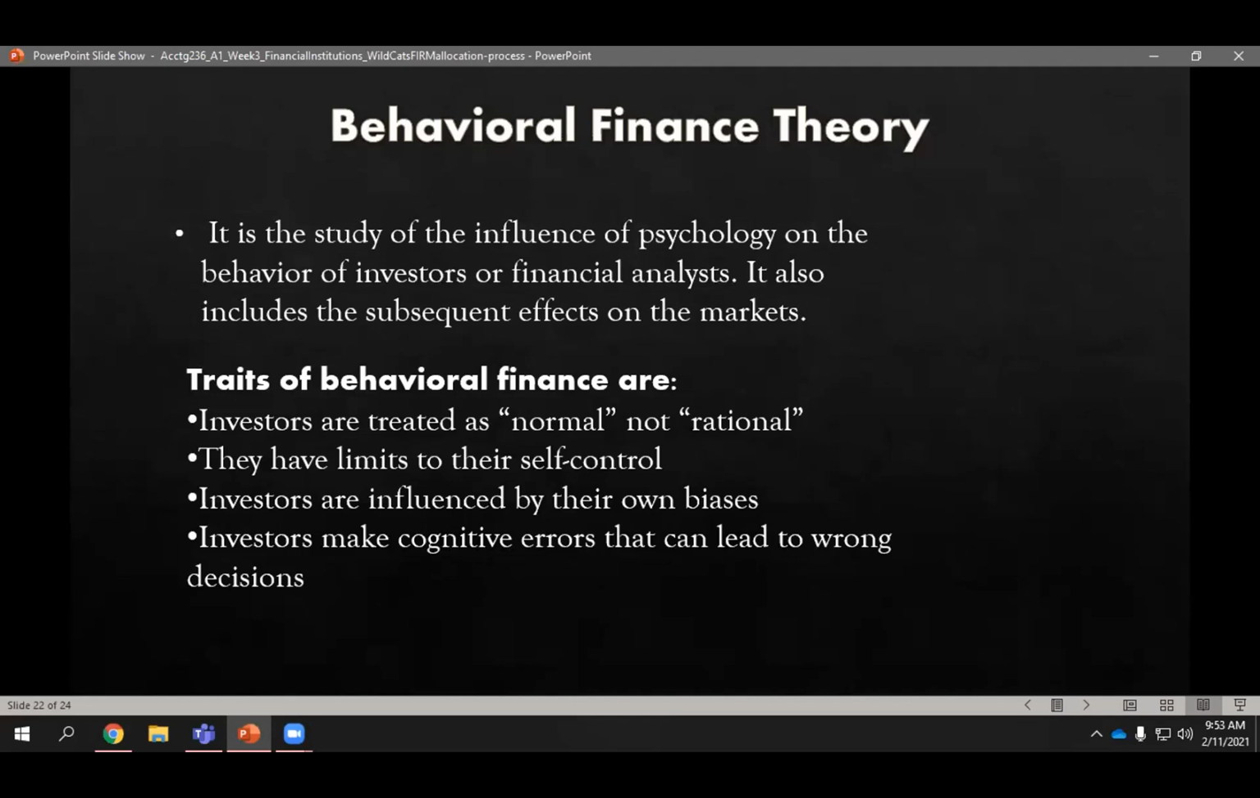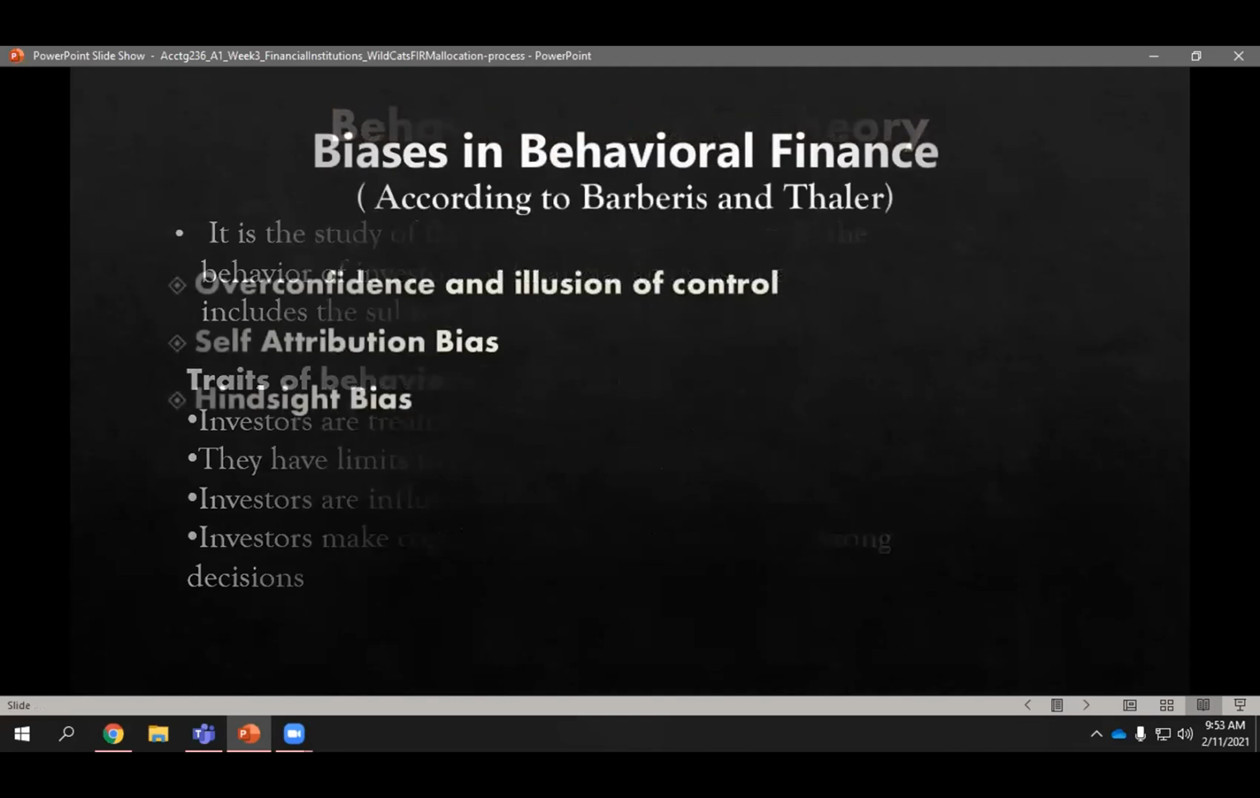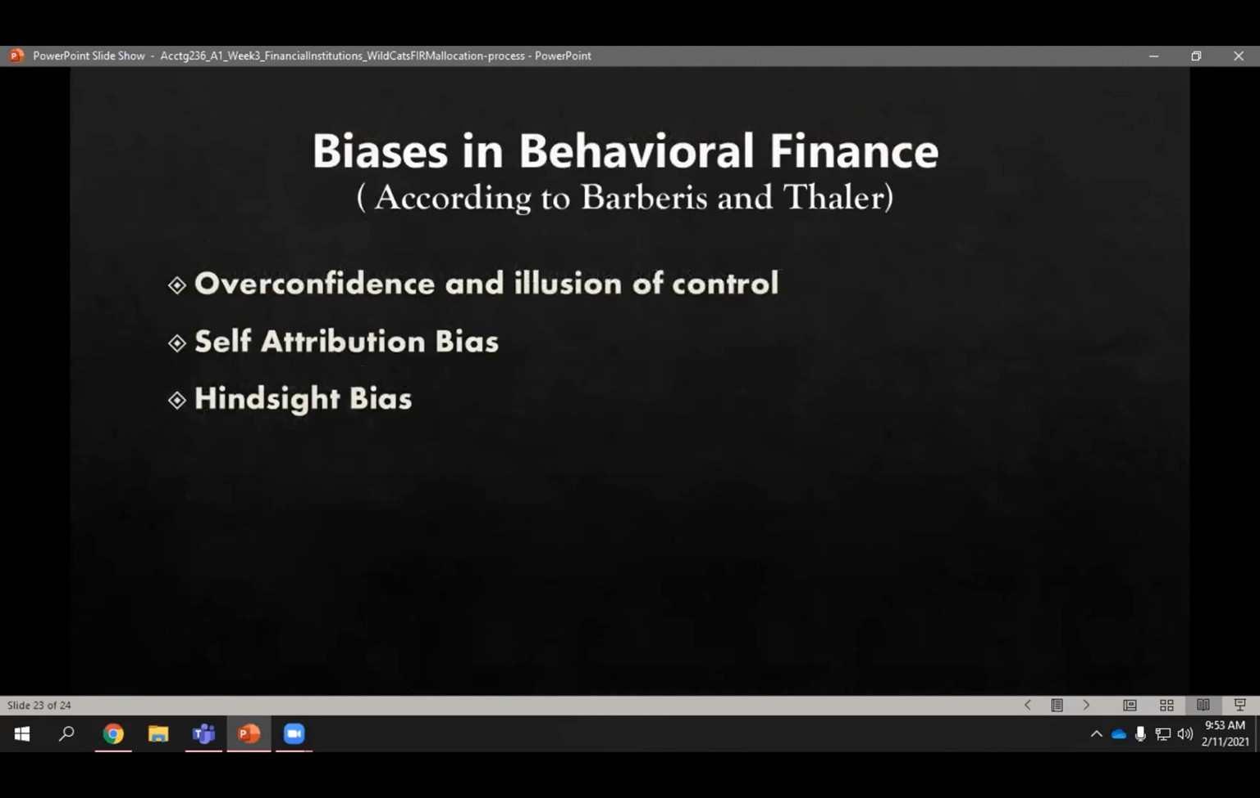According to Professor Richard Thaler and his colleague Nicholas Barberis, the first bias of behavioral finance is overconfidence. Second is self-attribution, which is taking the credit, and if something went wrong, they will blame it on their luck. And the last one is hindsight bias, which is a prediction of the past after it happened.